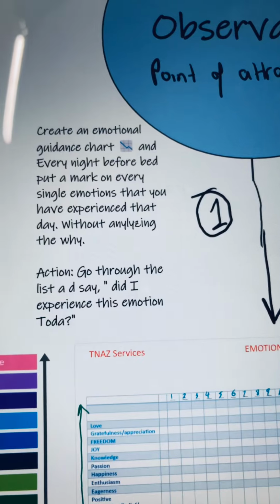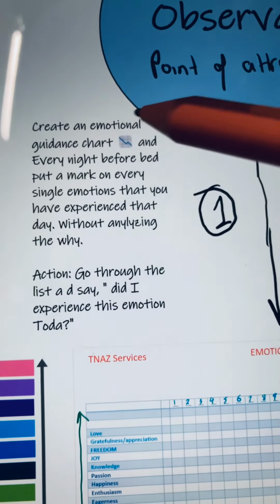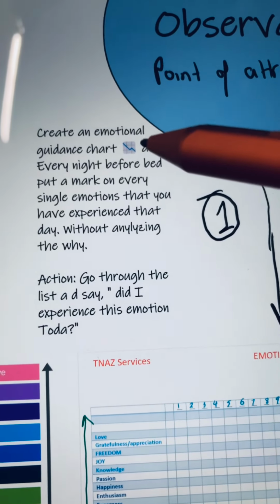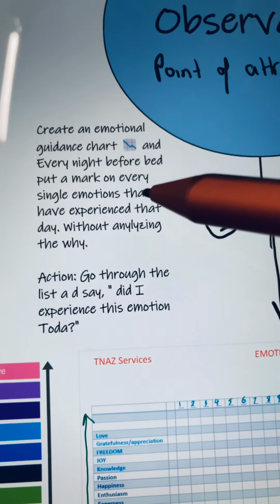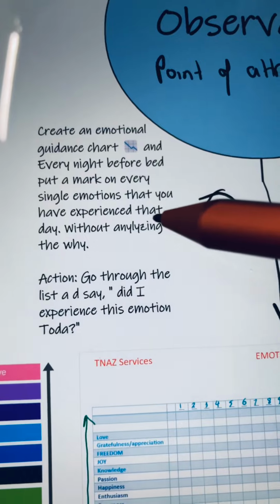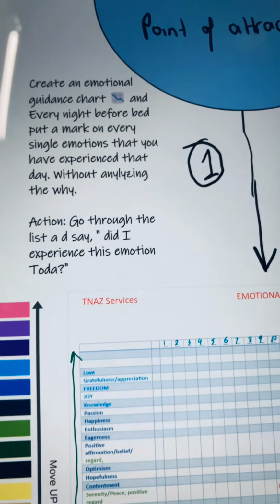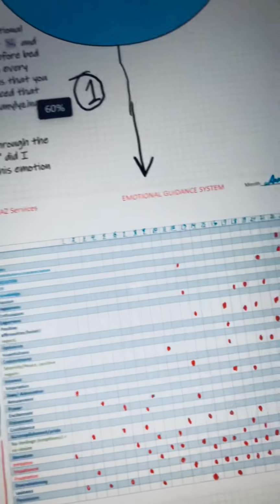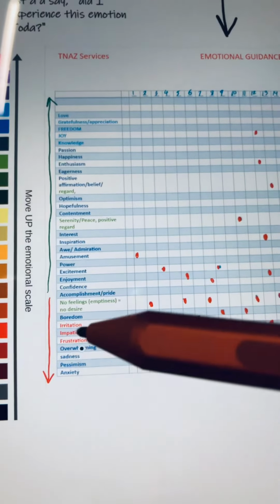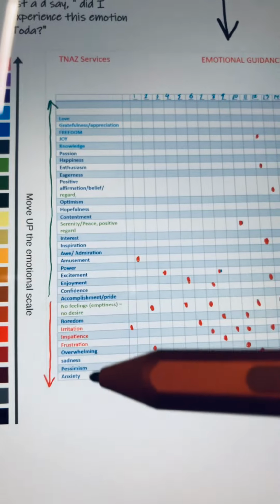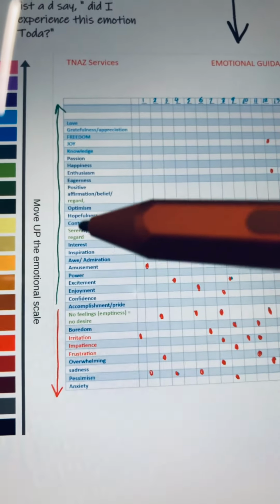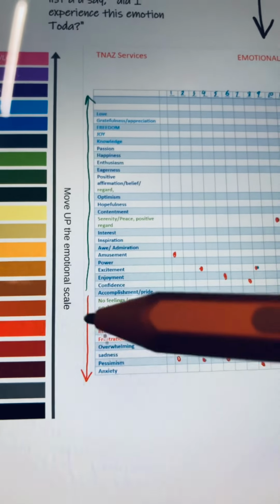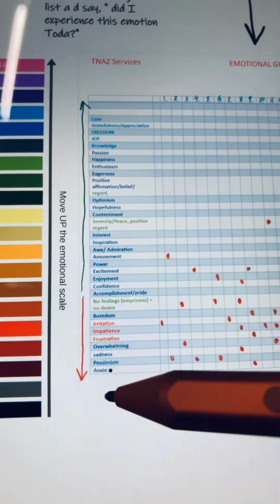frequency. So one of the things you can do is create an emotional guidance chart, and every night before bed, put a mark on every single emotion that you have experienced that day without analyzing the why. So you create a chart like this that has all of the emotions in one scale. There should be more of the emotions here. The green are positive emotions, and the red are the negative emotions.